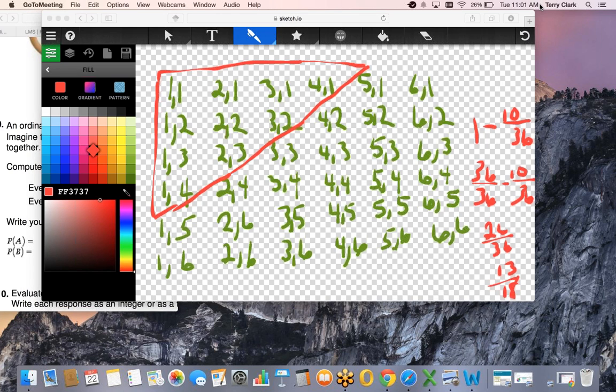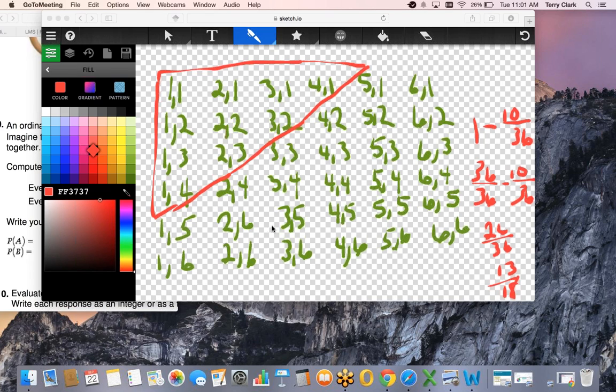Okay, so there we go. That's going to be our answer. It's going to be 13 over 18. So that's going to be our probability.